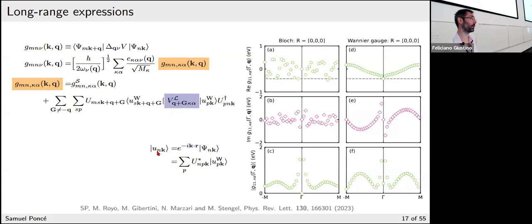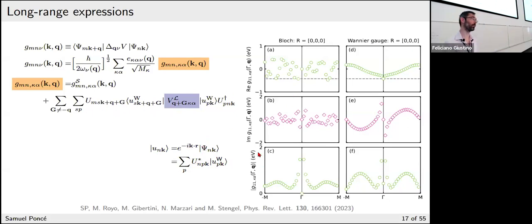The u is the periodic part of your wave function. And if you do the Wannier rotation, you're basically mixing your periodic part of the wave function with different states through this unitary rotation U. And so these u^W are the periodic part of your wave function in the Wannier basis. Okay? And it will become clear why I make this very explicit. So this is this term, and the U are the rotation matrices from Wannier.